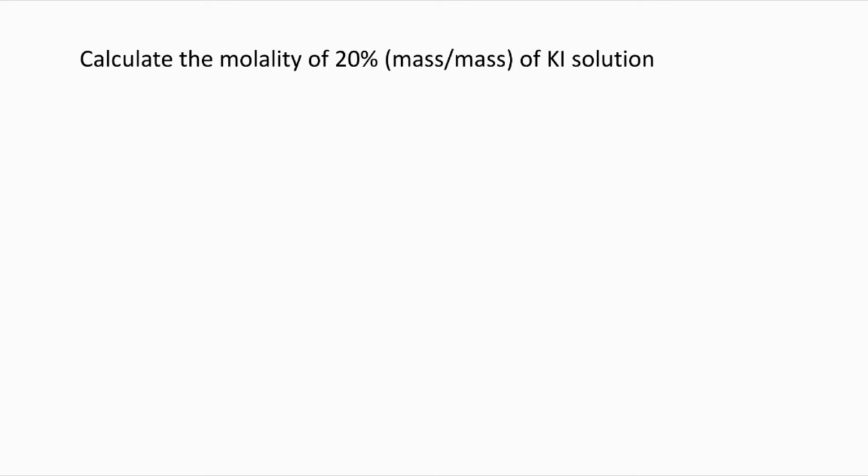If you haven't watched that, you can click this link. In 20% potassium iodide solution by mass, we will be having 20 gram of potassium iodide, and that will be present in 80 gram of solvent. So out of 100 gram of the solution, 20 gram will be the solute and 80 gram will be the solvent. That is the meaning of that.